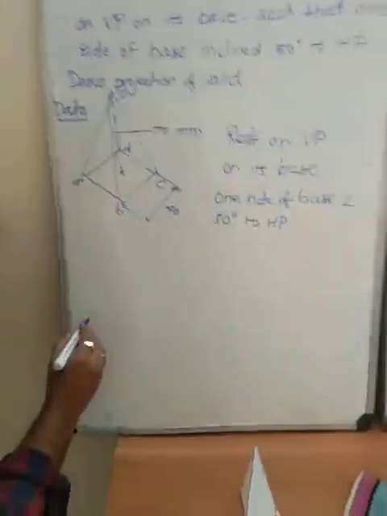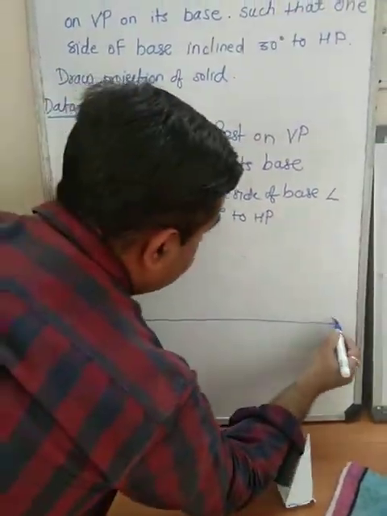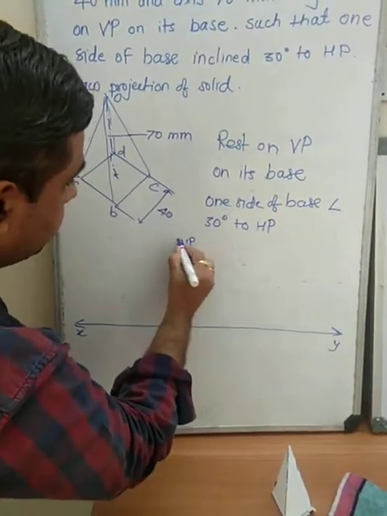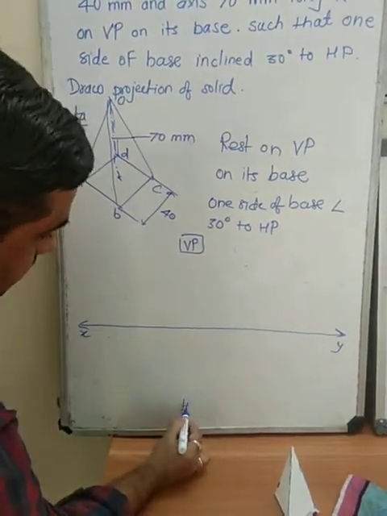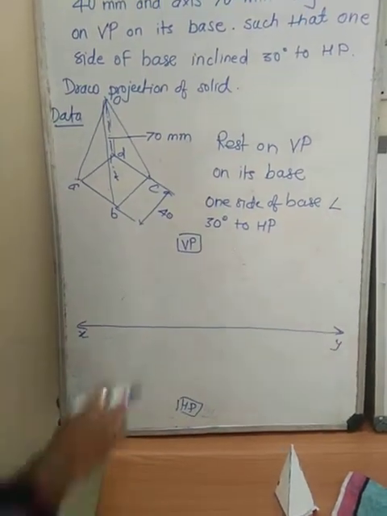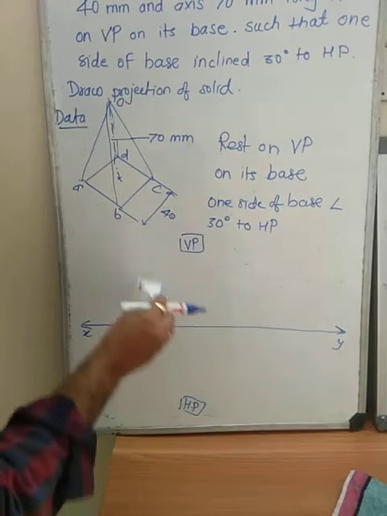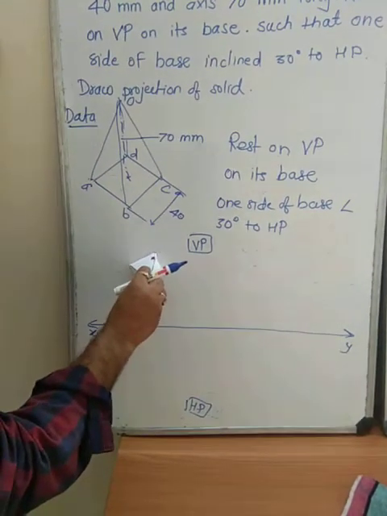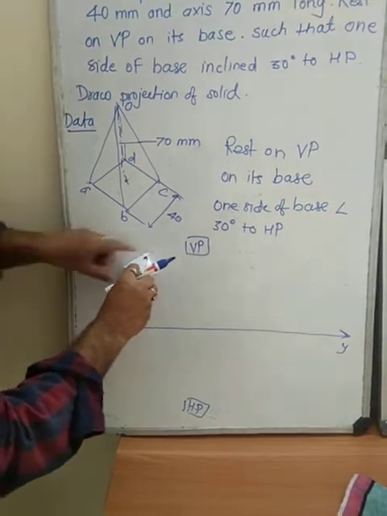Now, the XY line, first quadrant, VP and HP, defining the reference planes. Now, this solid is resting on VP with one side of the base inclined 30 degrees to HP.